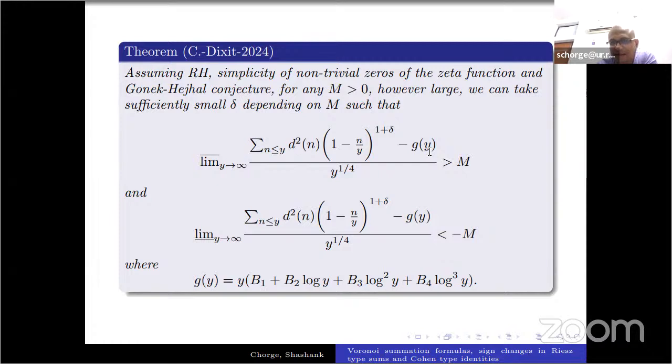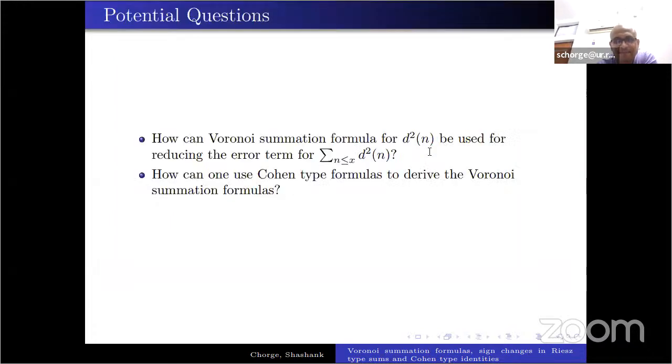And the last part: what are the further problems we can think about? What is the further scope of this project? So the Voronoi summation formula: how can we use that formula for reducing the error term of the sum of d square n, n less than or equal to x? That will be a good project, a good challenge.